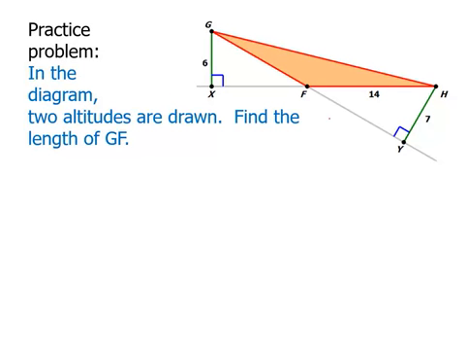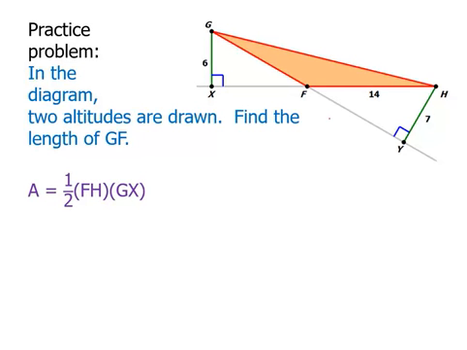We've extended line FH and then drawn altitude GX to it. And so GX is an altitude and FH is a base. We also have extended line GF and drawn altitude HY. And so HY is an altitude and GF is a base. So we have two different ways of figuring out the area.